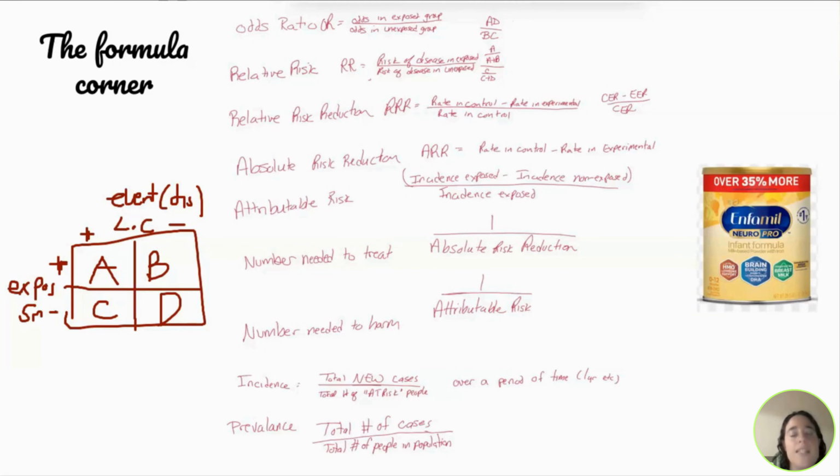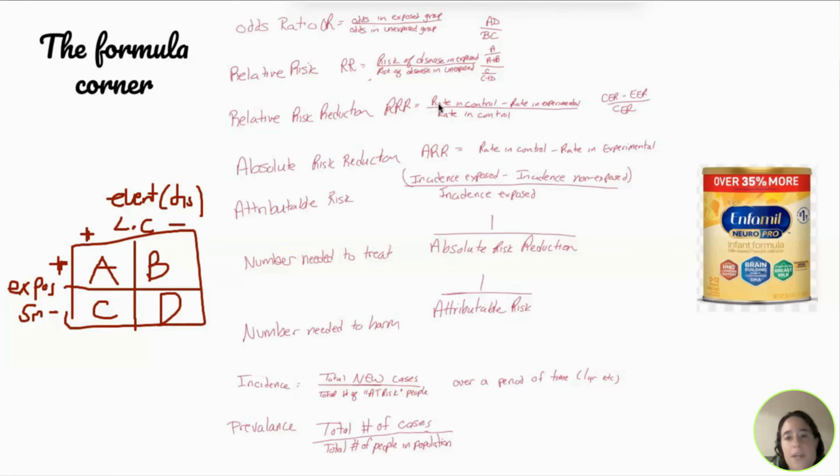So for an odds ratio, odds in the exposed group, so basically have it over don't have it in the exposed, and then over have it over don't have it in the unexposed. Whereas relative risk is like, what are my chances of having it in the exposed versus my chance of having it in the unexposed.